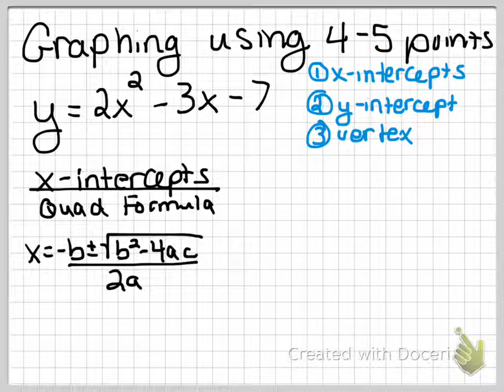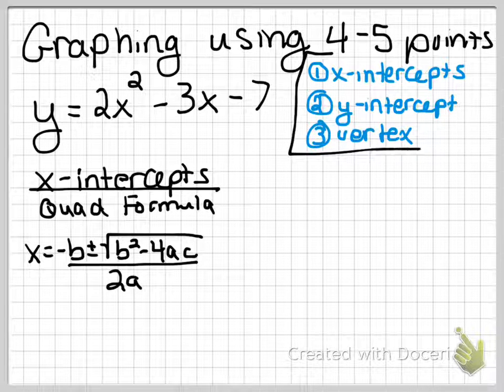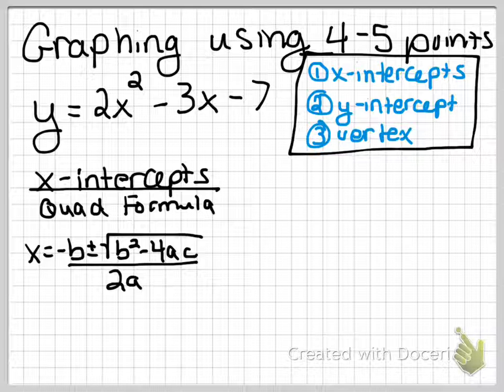So this is a requested video by students on reviewing how to graph and finding your key points. The key points we're going to be focusing on finding for a quadratic function are how to find the x-intercepts, the y-intercept, and the vertex. I'm going to be using the function on the left side, y equals 2x squared minus 3x minus 7, as an example problem. I'm going to start off by finding the x-intercepts.